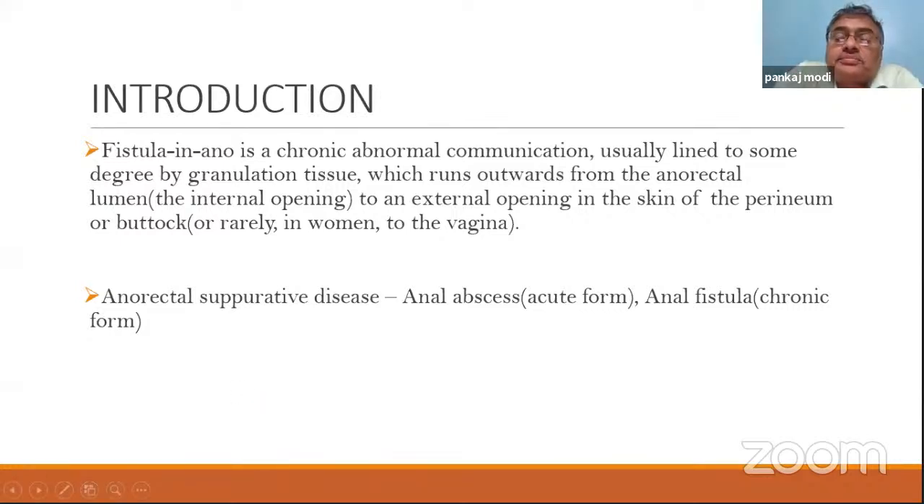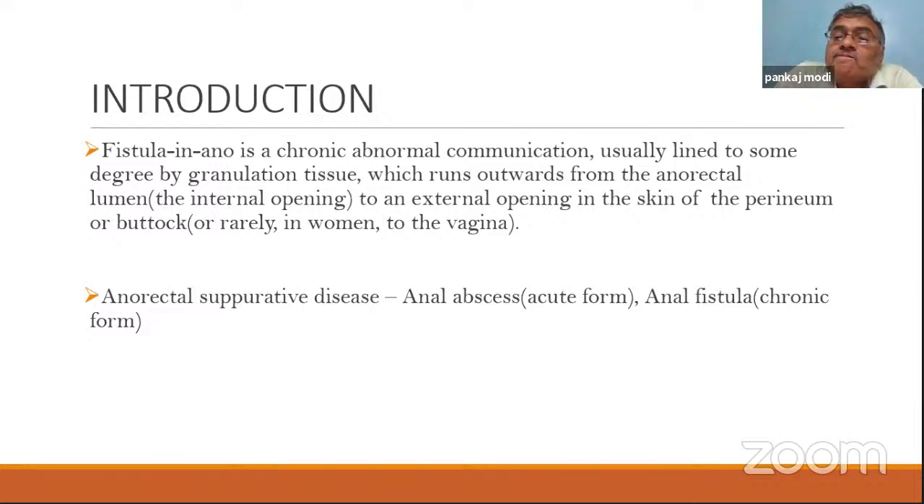What is the exception in your definition? What is the exception in your fistula in ano? There is an exception, which nowadays we come across very commonly. You are supposed to know that. Sometimes there might not be an external opening also. What do you call it? Submucous abscess or submucous fistula. What is that?